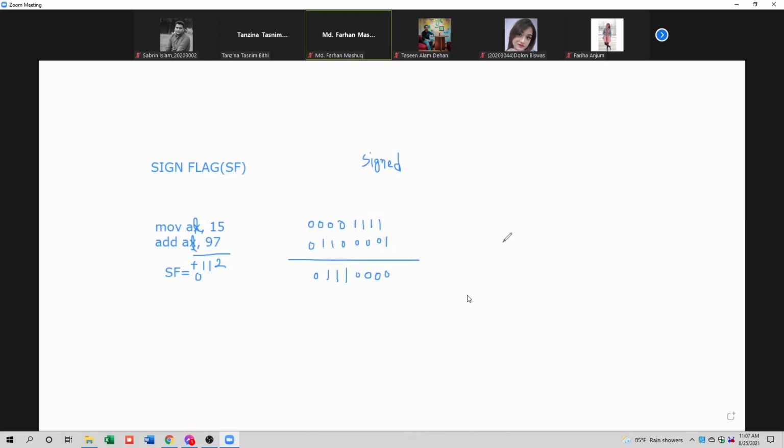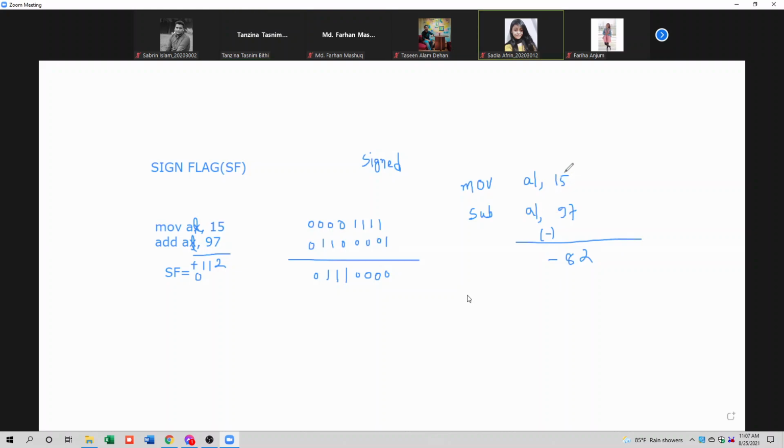Yes, ma'am. Okay, now look at this example. Move AL, 15. We can use the same instruction, but this one will be changed. Now the next operation will be subtraction. So sub AL, 97. Look, these 15 and 97 are signed numbers and their sign is plus. Plus 15, plus 97. So what will be the result of this subtraction? Minus 5 minus 7, that is 2. 1 minus 9, 8. So the result will be minus 82.